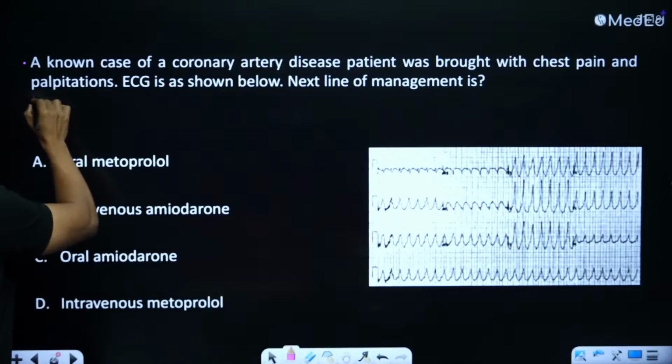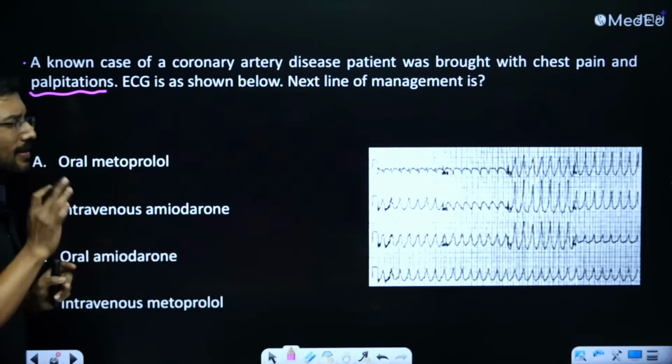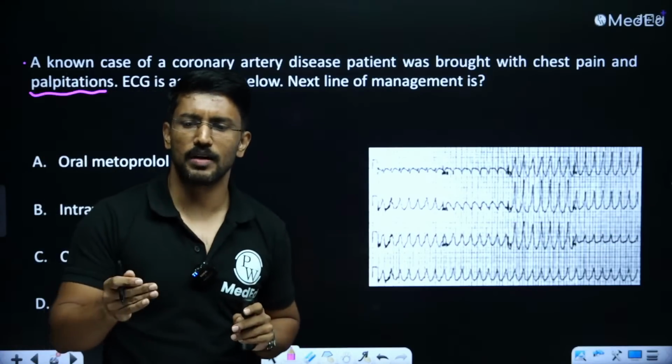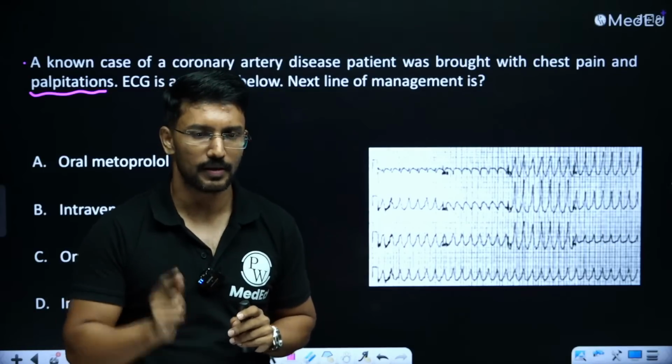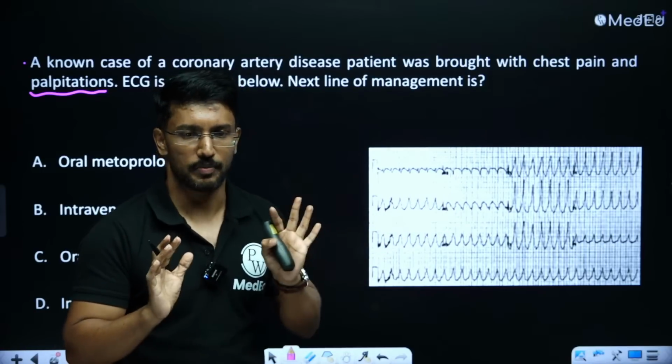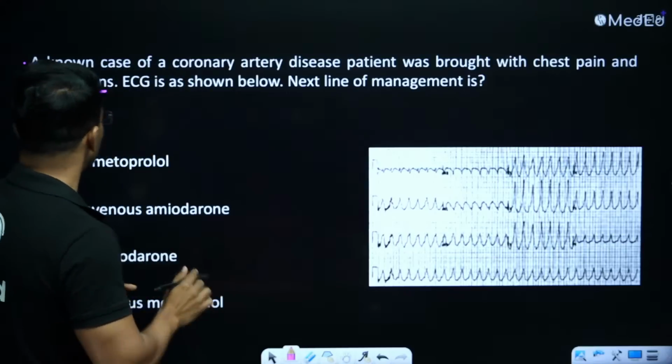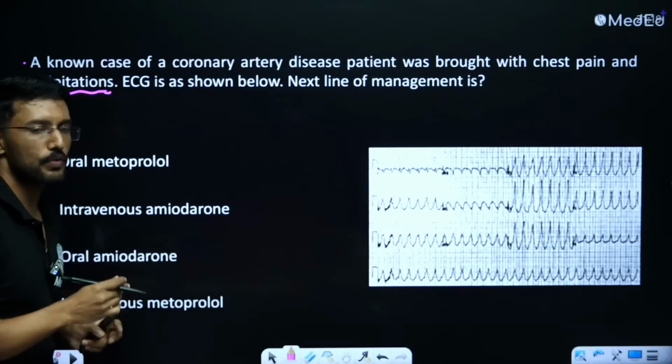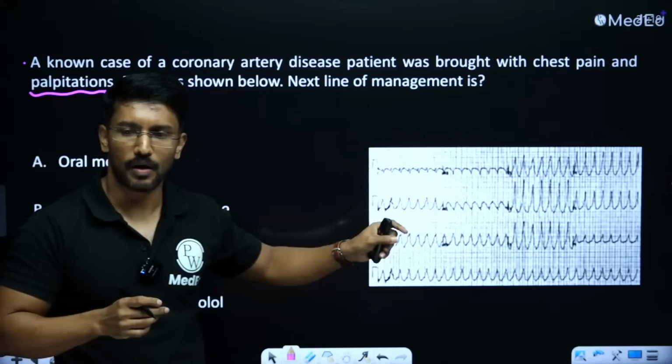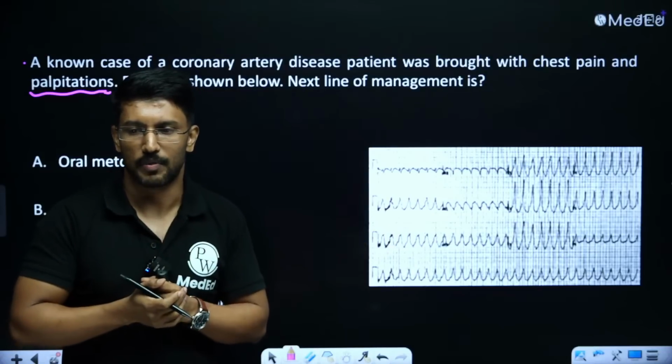Palpitations is a complaint. Whenever we think of palpitation in an ECG based question, primarily we are thinking of an arrhythmia, right? So think of this ECG as an arrhythmia. So when you have an arrhythmia, what is the first step you will do? You have to see whether it is a narrow complex arrhythmia or a wide complex arrhythmia.